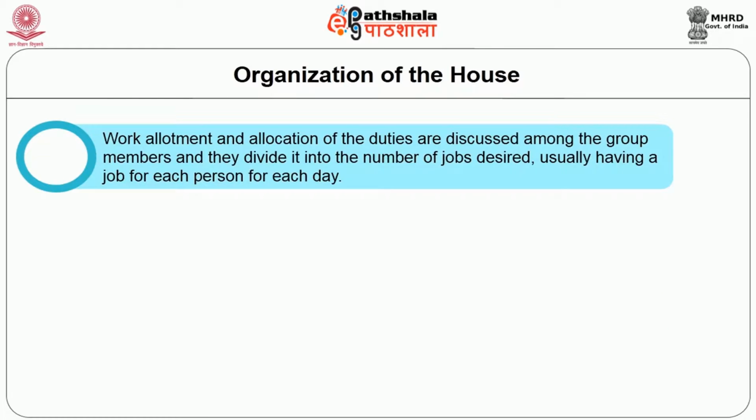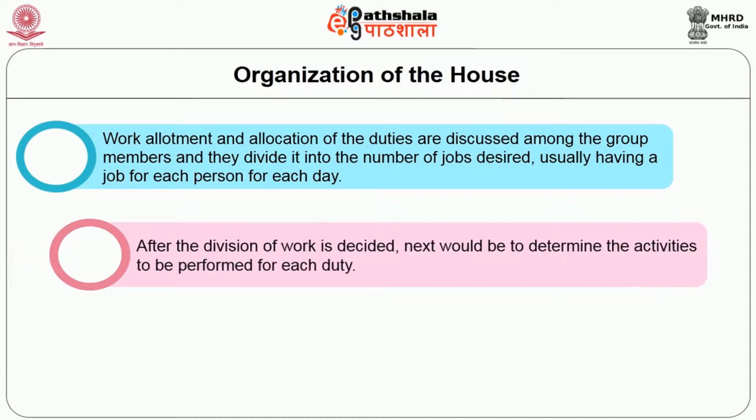So work allotment and the allocation of duties are discussed among the group members and they divide it into the number of jobs desired, usually having a job for each person for each day. After the division of the work has been decided, they would determine the activities to be performed for each duty.